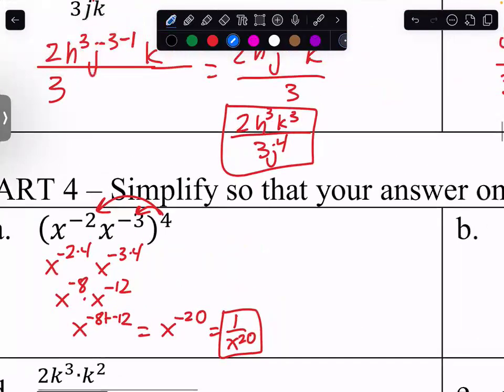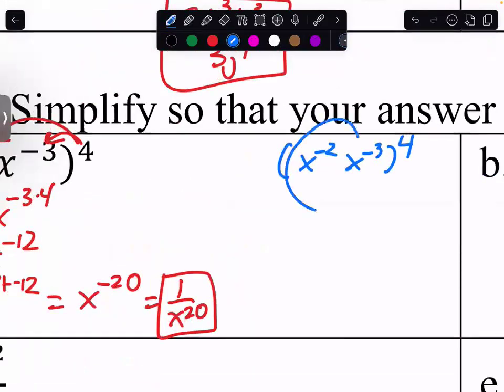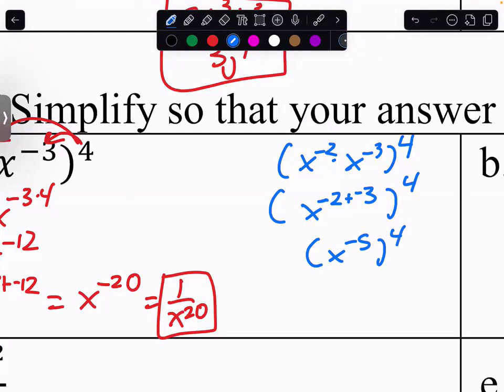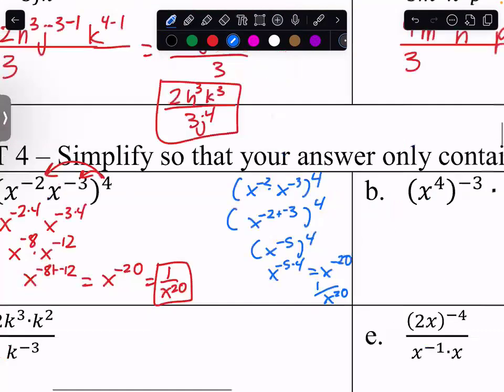But just to show you that there's multiple ways to do these problems, another way you could have approached it is first you could have combined up the inside. You could have left the exponent 4 and then added the -2 plus -3 on the inside. Okay, and then now you have -5 times 4, which again gets you to -20 as an exponent. So again, you don't need to do it multiple ways. I just wanted to show you that there are multiple ways.